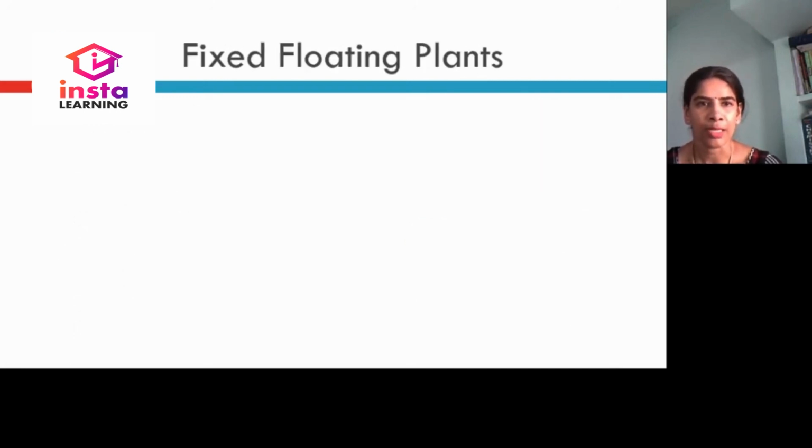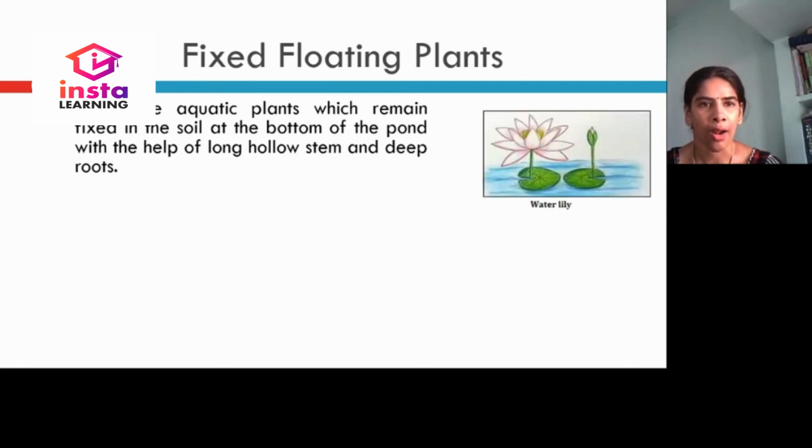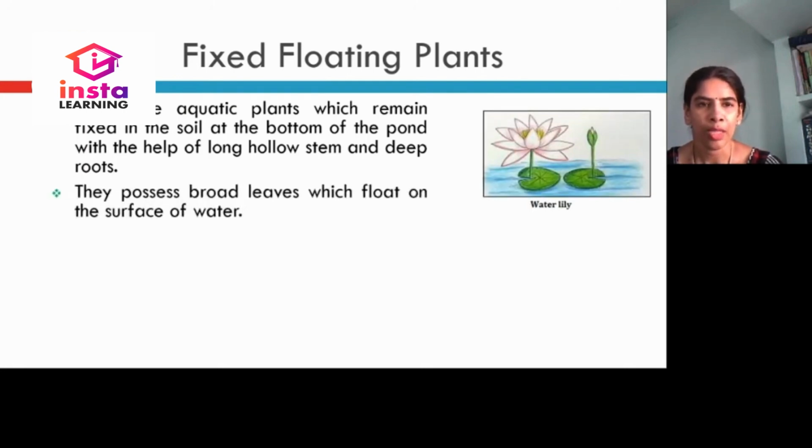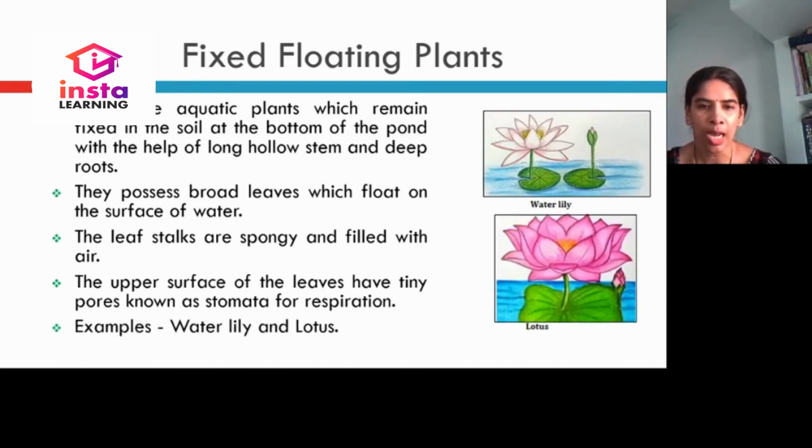Fixed floating plants. These are aquatic plants which remain fixed in the soil at the bottom of the pond with the help of long, hollow stems and deep roots. They possess broad leaves which float on the surface of the water. The leaf stalks are spongy and filled with air. The upper surface of the leaves has tiny pores known as stomata, which help in respiration. Examples: water lily and lotus.